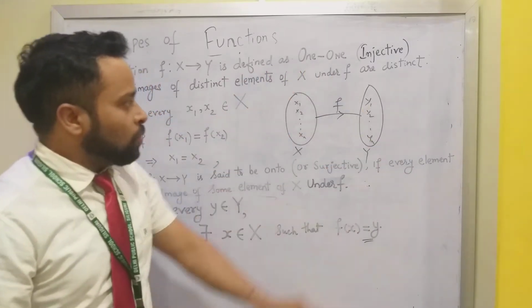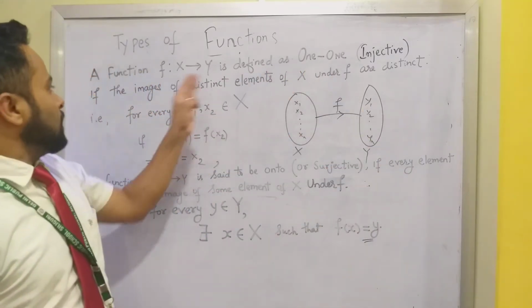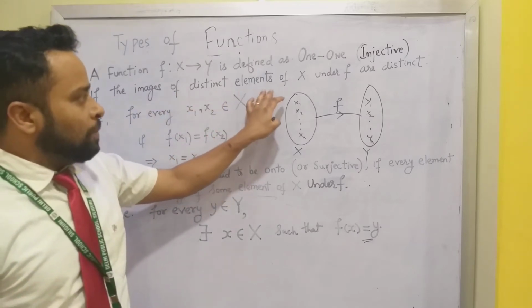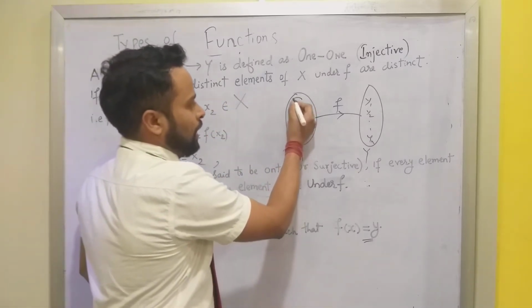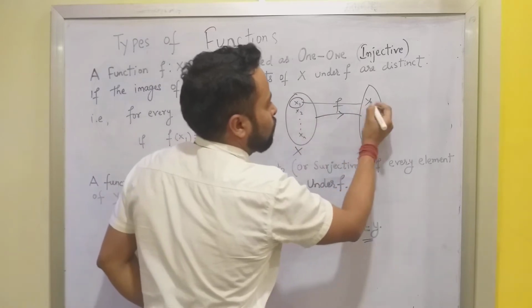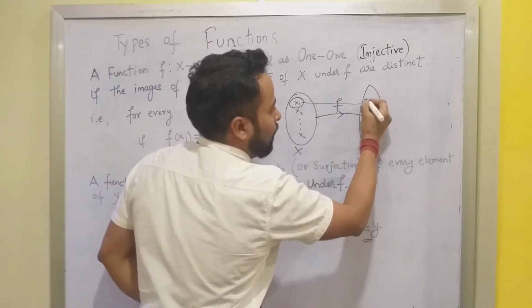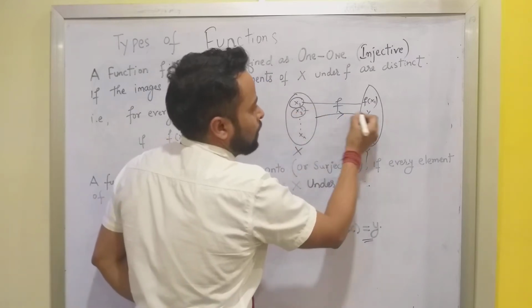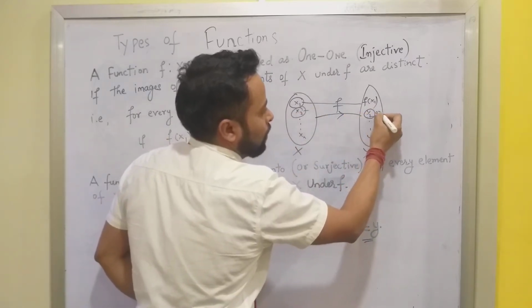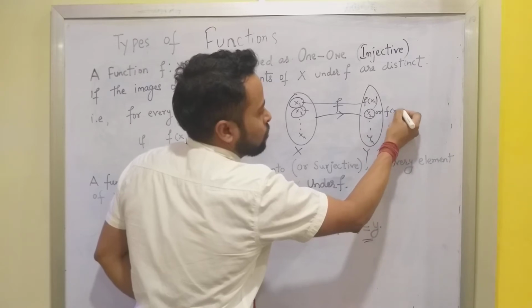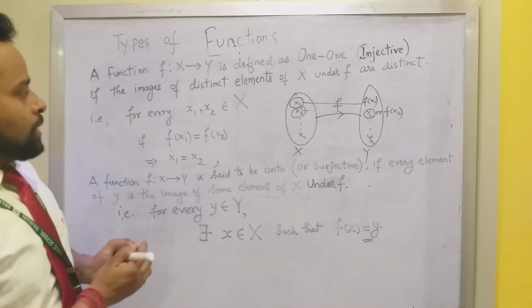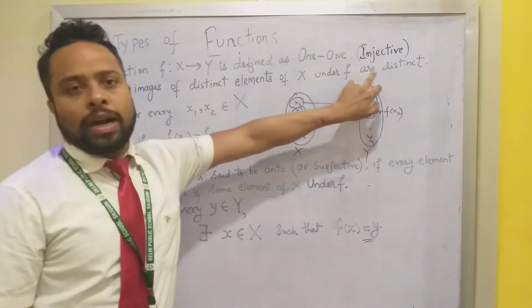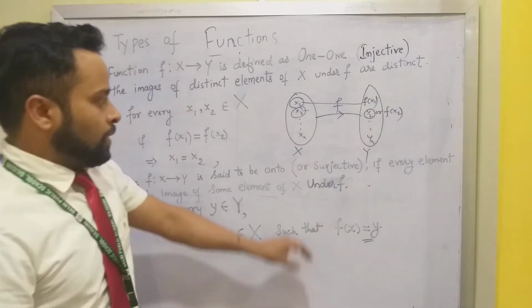These functions will be 1, 1 or injective if the images of the distinct elements are distinct. x1's image will be y1, or I can write f of x1. x2's image will be y2 or f of x2. Distinct images of x under f are distinct.